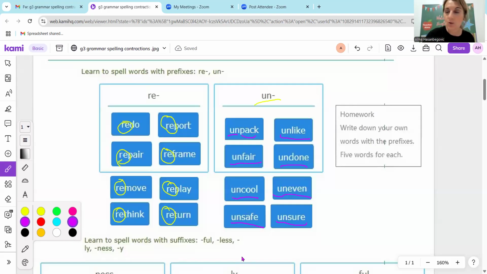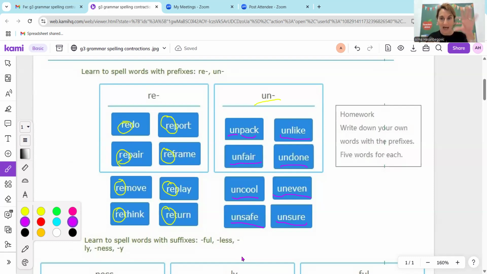Now let's read them one more time together. Let's hear you. The prefix re comes before the word, so redo. Let's hear you. Redo, report, repair, reframe, remove, replay, rethink, return. Excellent. Great job.